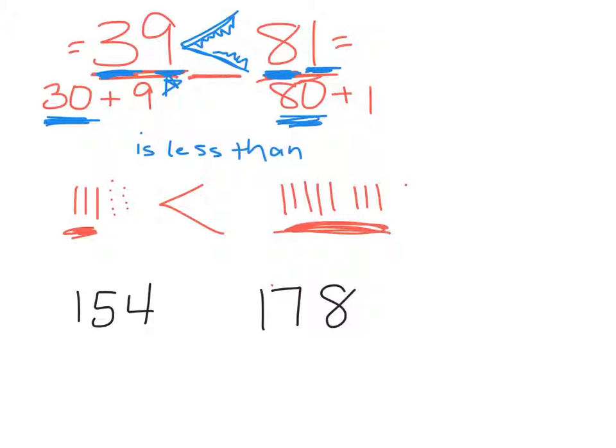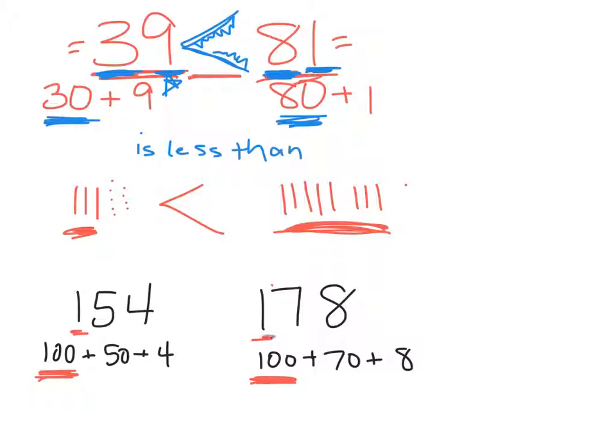So I'm going to use my expanded notation to see how much I have of each place value. If I put these in expanded notation, I have 100 plus 50 plus 4 over here, and 100 plus 70 plus 8 over here. So now I'm going to compare my expanded notations. I have 100 over here and 100 over here in my hundreds place. And you can see that's true in your numbers too. You have a 1 and a 1 in your hundreds place. So that's the same, which means I'm going to have to go on to my tens place now to see which one is bigger in my tens place.